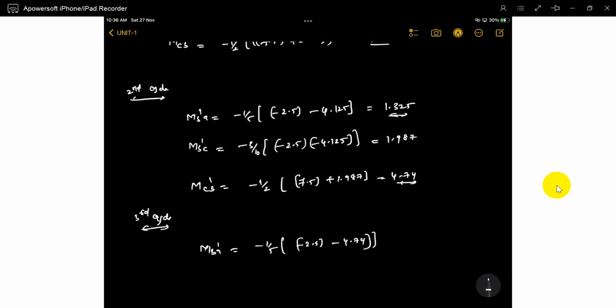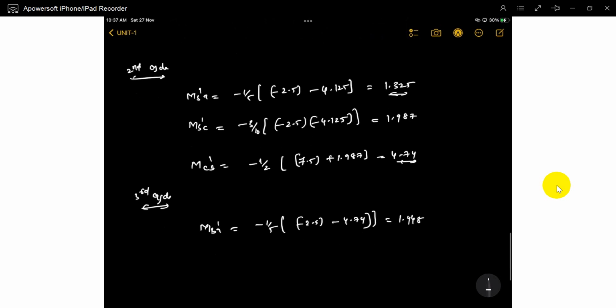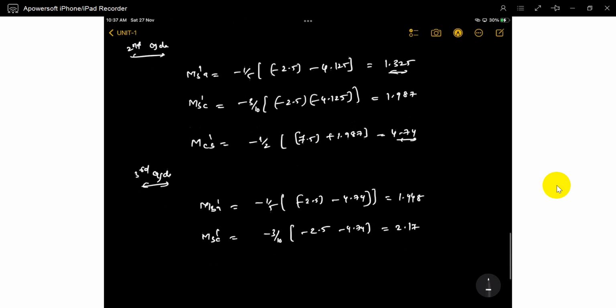2.5 plus 4.74, answer divided by 5, we will get 1.448. Okay, 1.448. MBC same, 3 by 10, 2.5 minus 4.74. 4.74 plus 2.5, answer multiplied with 3, it's 2.17.